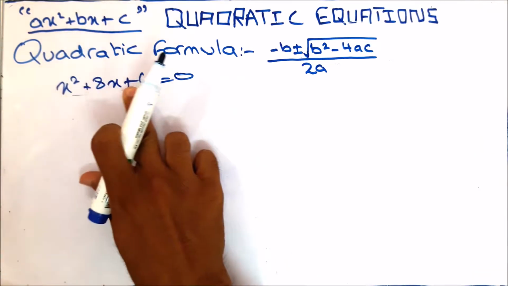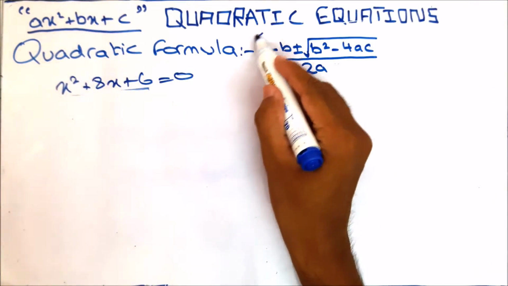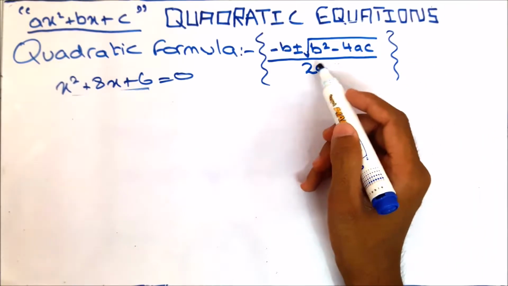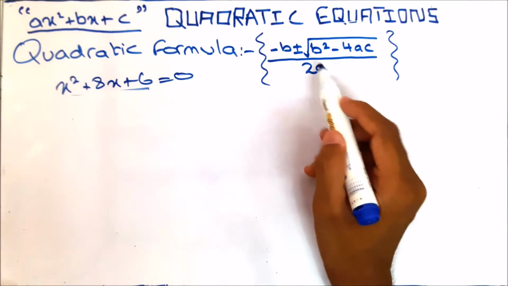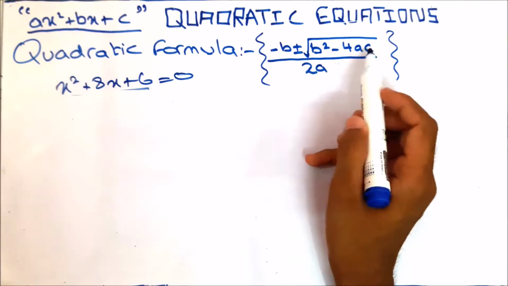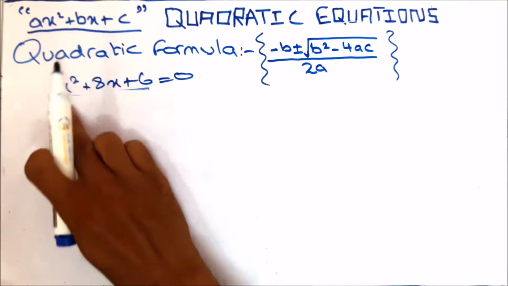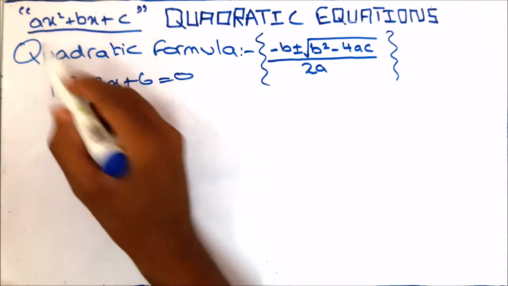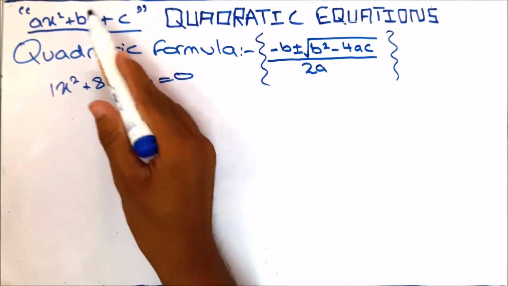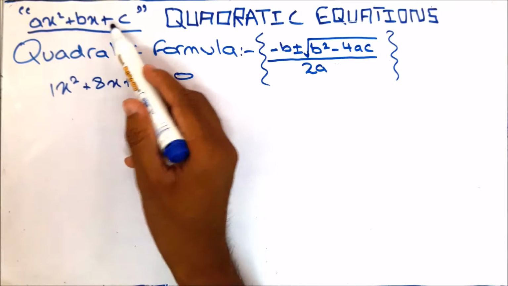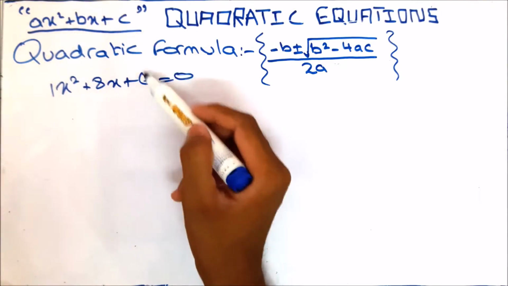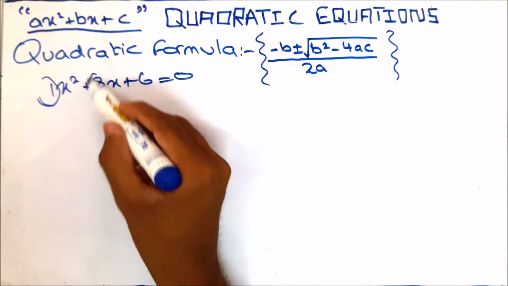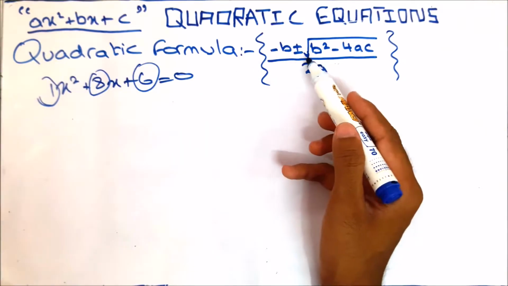Okay, let's solve using the quadratic formula. This is the quadratic formula: x equals minus b plus minus the square root of b squared minus 4ac, this whole divided by 2a. What's a, what's b, what's c? In this case, x squared is alone, so it has a coefficient of 1, and 1 is a. Here 8 corresponds to b, and 6 is c. So we just put all these terms, not the x's, in this formula and we get two answers.